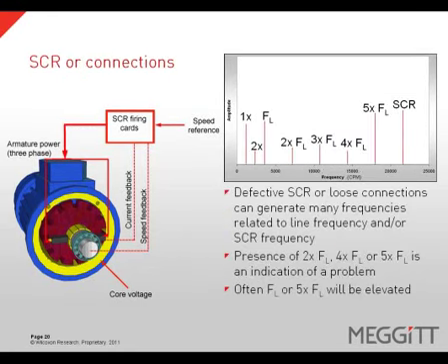A defective SCR or loose connections can generate many frequencies related to line frequency and/or SCR frequencies. The sheer presence of 2 times line frequency, 4 times line frequency, or 5 times line frequency is an indication of a problem. Often, 1 times line frequency or 5 times line frequency will be elevated.